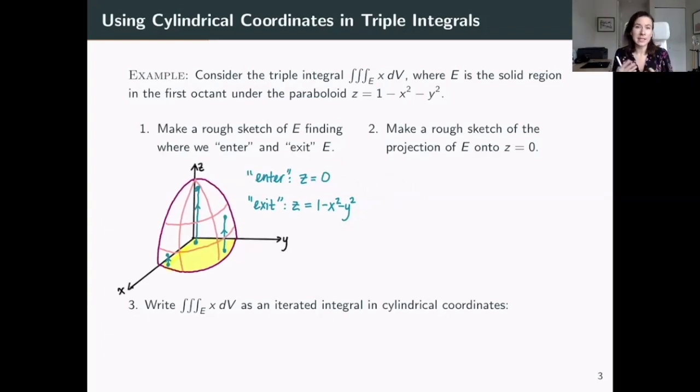At this point, the steps that we're following are exactly the same steps that we followed when we were doing triple integrals in rectangular coordinates. Now that we have our rough sketch of the region, we want to project that region down. And so in this case, we're going to be projecting down onto z equal to 0. And what we'll end up with is a picture that looks something like this.